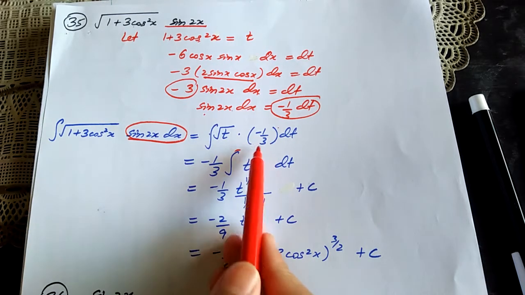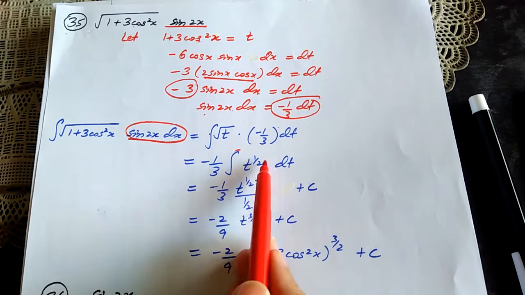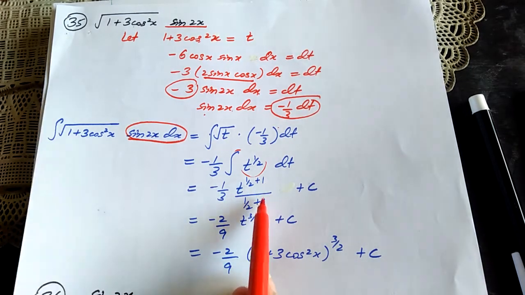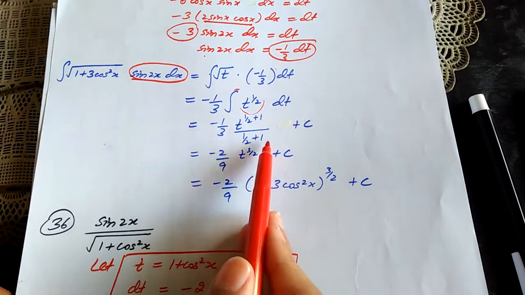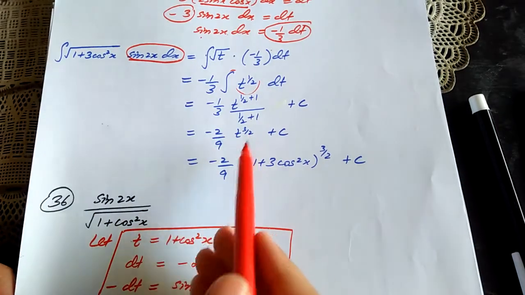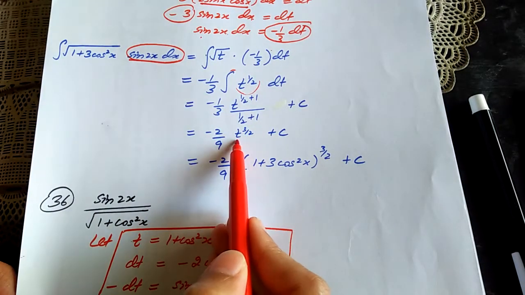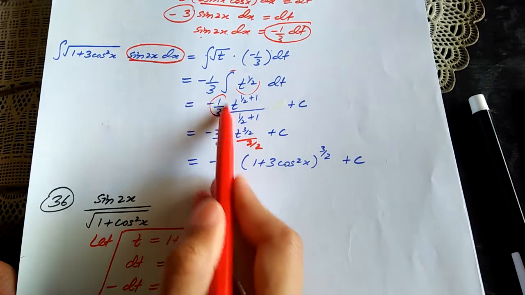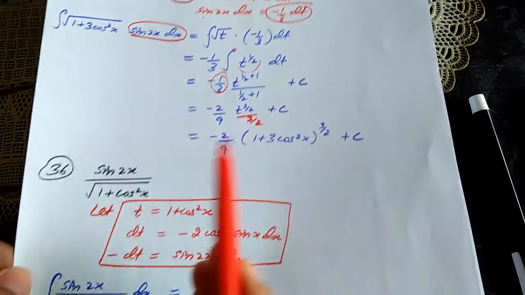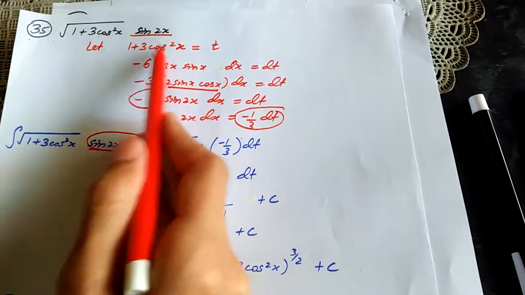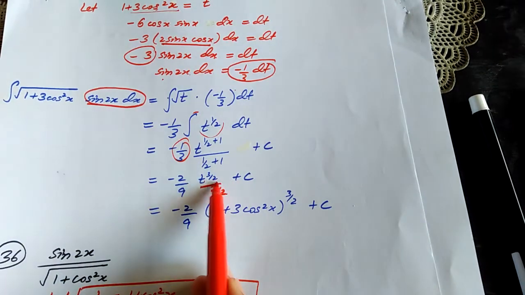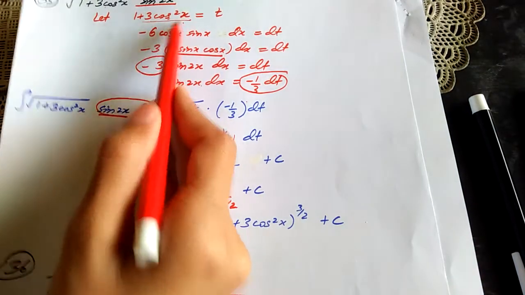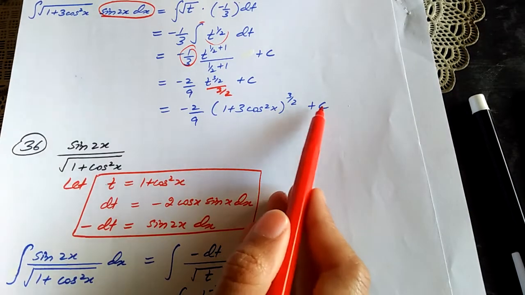Just replace the values, take the constant term outside and integrate this term: power plus 1 divided by this whole power plus 1. Simplify it, t raised to power 3 by 2, and we will also get here 3 by 2. So if we move it up, just multiply it with 1 over 3, we will get 2 by 9. Now replace t with this value. We have t raised to power 3 by 2. Just write this t value and write the power 3 by 2 and plus c.